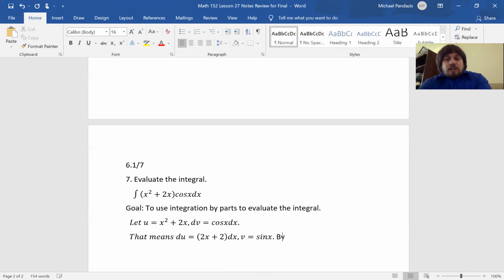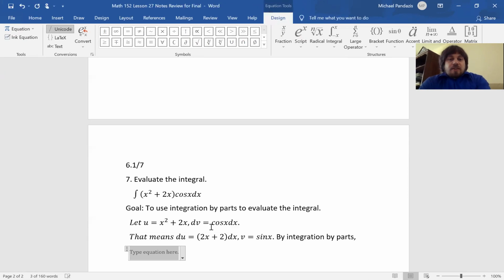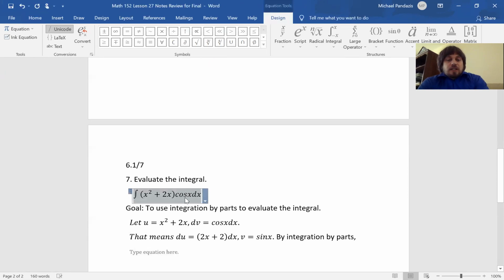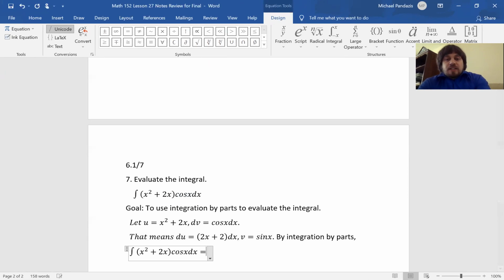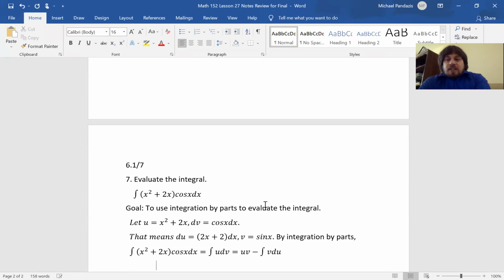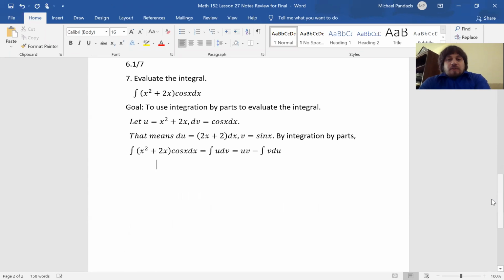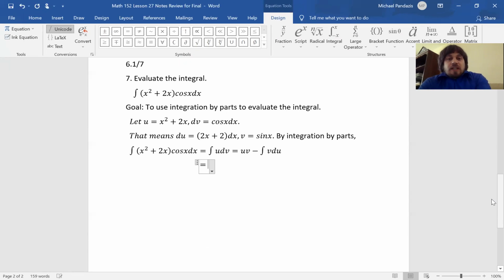Okay. And so by integration by parts, we get that our original integral, the integral of u dv, equals uv minus the integral of v du. Okay, so we're finding a general antiderivative, so you don't have to evaluate it, which is good. That saves us a little bit of work.